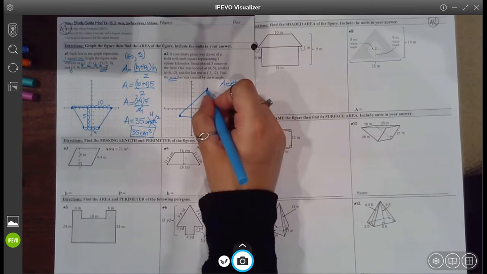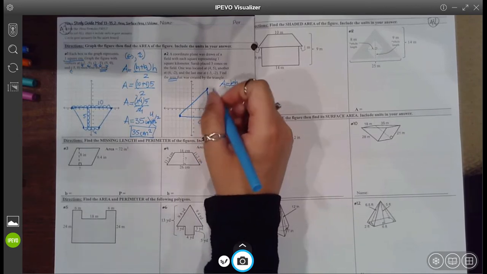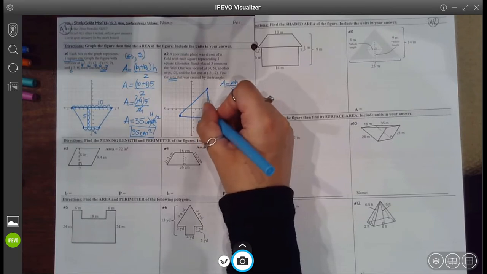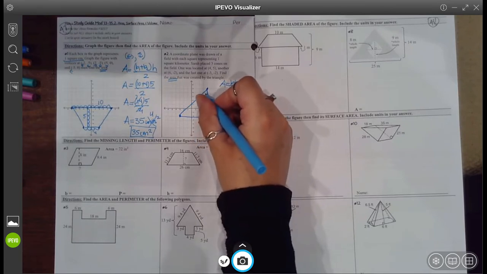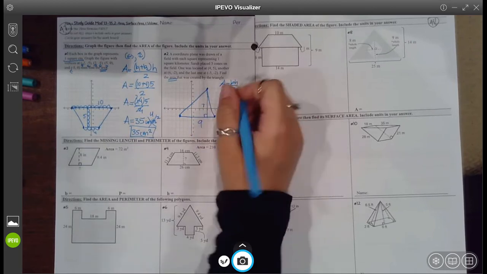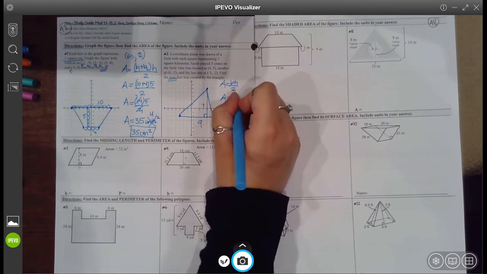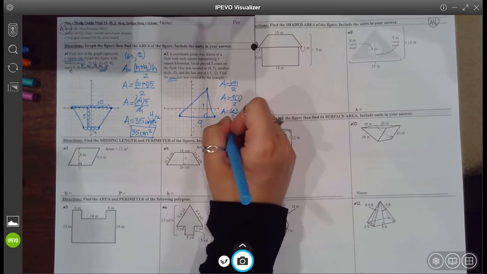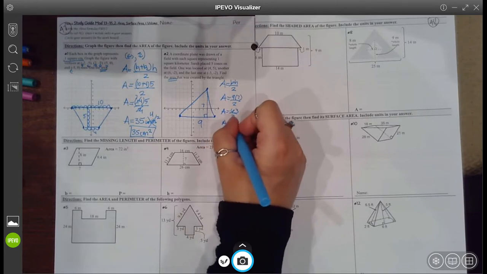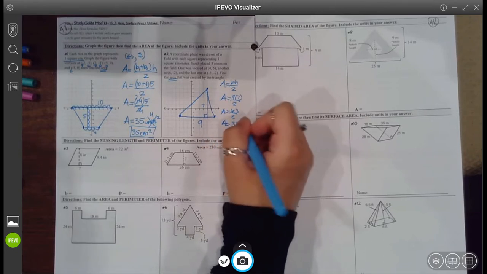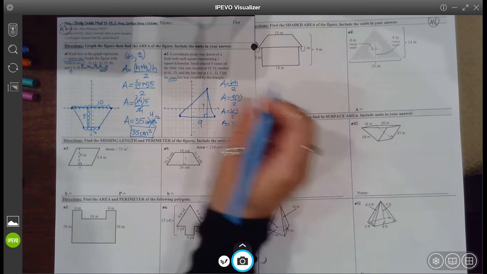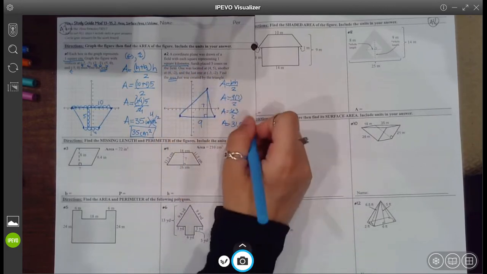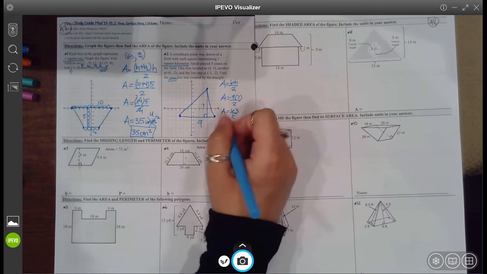And your height, straight down from the top of the figure to the bottom, you have 1, 2, 3, 4, 5, 6, 7. So base times height divided by 2 is 63 divided by 2, which is 31.5. 31.5 what? Well, it says each box represents 1 square kilometer. So kilometers squared for my area.